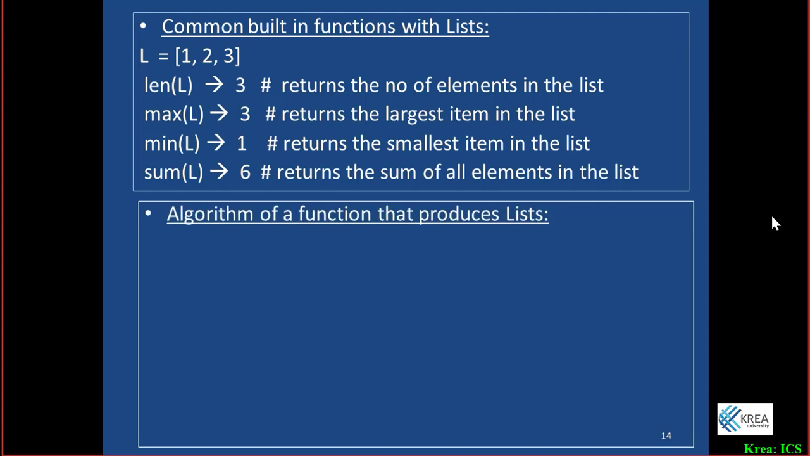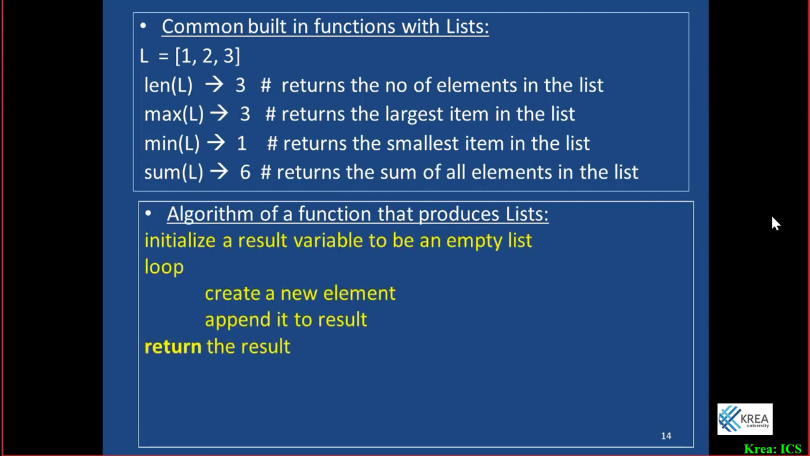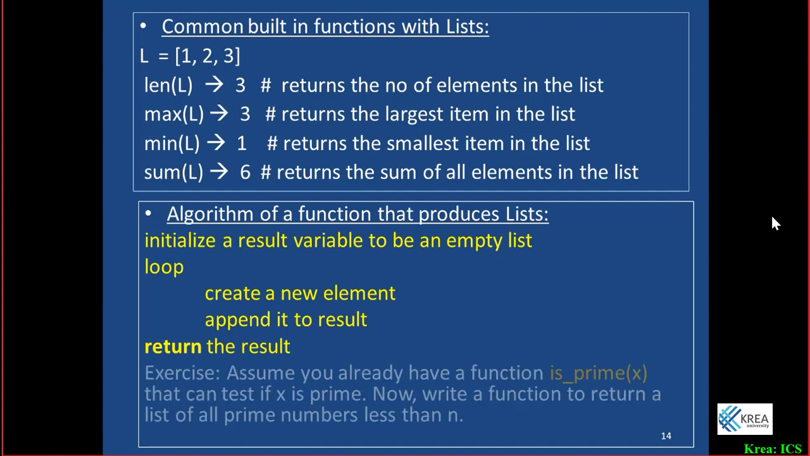So here is the simple algorithm of a function that produces lists. First you need to initialize a result variable to be an empty list. You should use a loop, then create a new element and append it to the result, and finally return the result. So this is the algorithm of a function that produces lists.